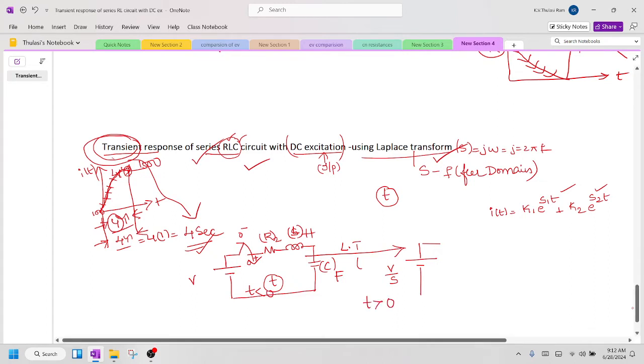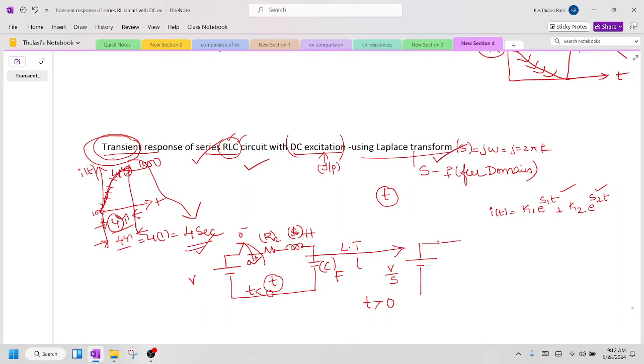When t is greater than 0, the switch has been closed and the supply is available. This is indicated by a short circuit. You are going to have a resistor, an inductor, and a capacitor. The resistance is R ohms. The inductor is L Henry; multiplying L with S, you get SL ohms. Multiplying the capacitor C with S and taking the inverse, you get 1 by SC ohms. So now I have transformed the resistor, inductor, and capacitor into the S domain format.